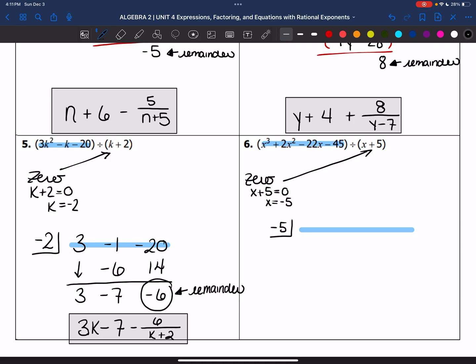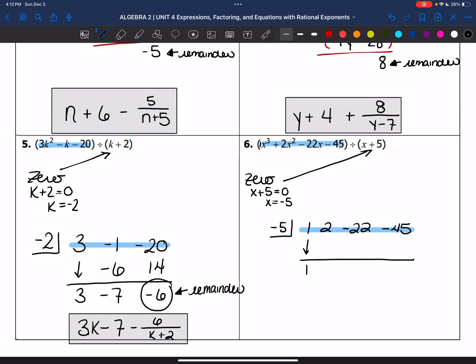The coefficient of my cubic term is a 1. Of my squared term is a 2. My linear term is a -22. And then my constant is -45. Now, if you would have been missing any one of those terms, in descending order, you just want to fill it in by putting that you have 0 of them. Okay, draw the bar, bring down the first term.